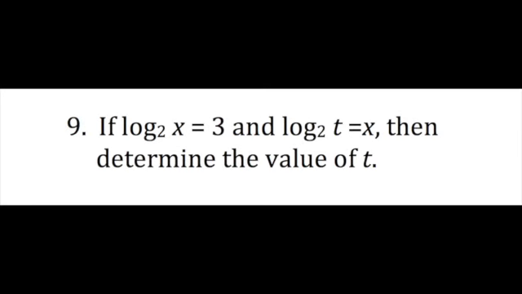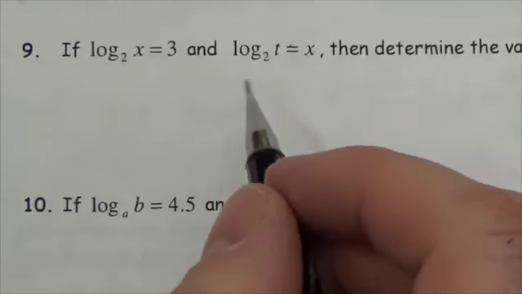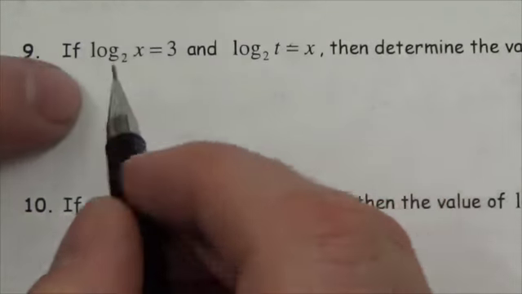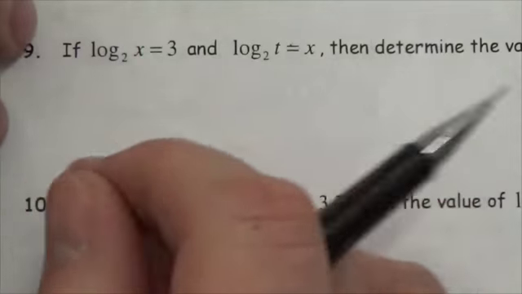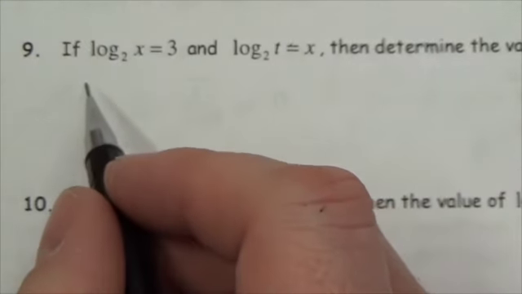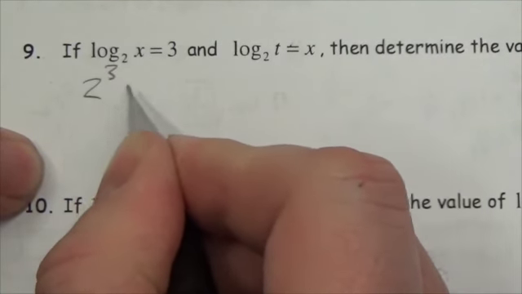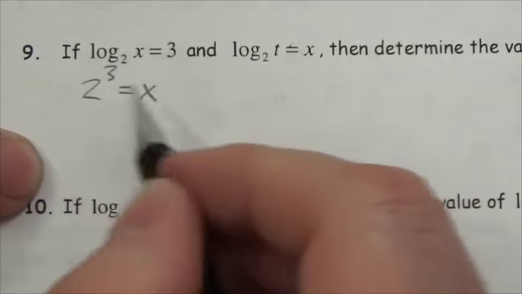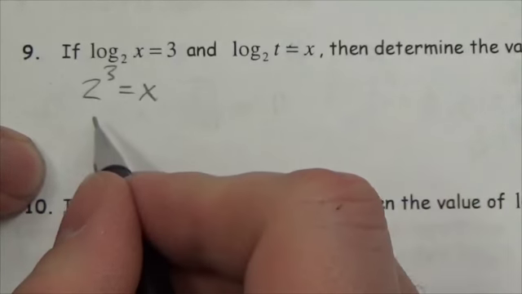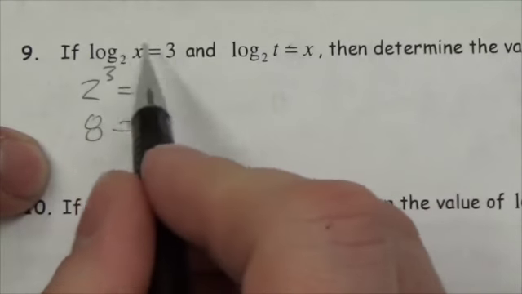If the log base 2 of x equals 3 and the log base 2 of t equals x, determine the value of t. All right, well, questions like this tend to be kind of a multi-step problem here. They're just kind of linking, or there's kind of a chain of thinking here. So first of all, we're told that the log base 2 of x is equal to 3. Now what that means is 2 to the 3 is equal to x. I can solve this for x. I'm going to get here that x is equal to 8. Okay, so it's not all that hard to work with here.